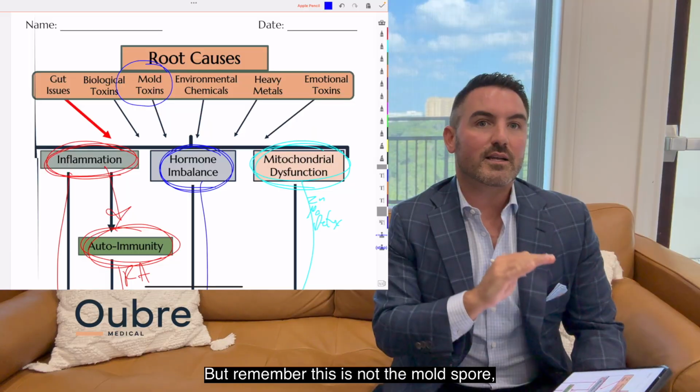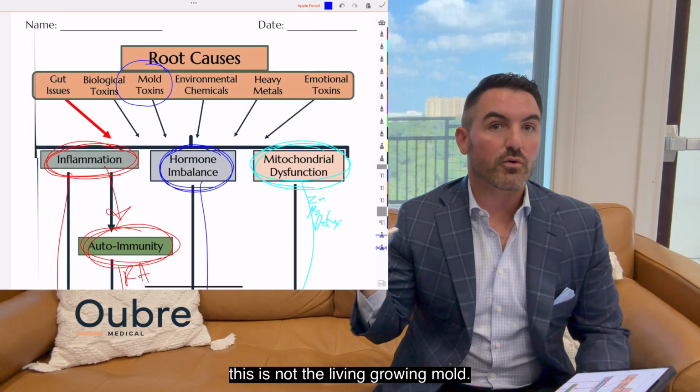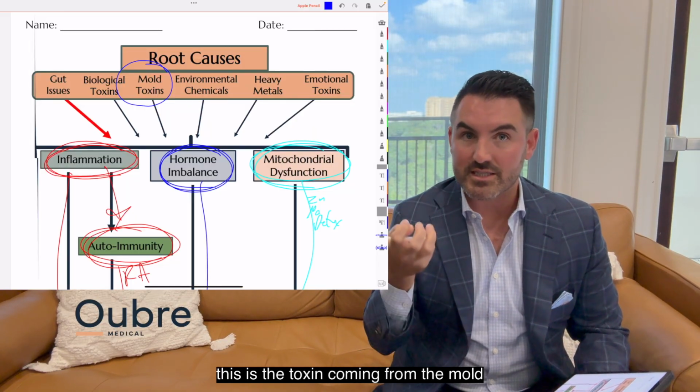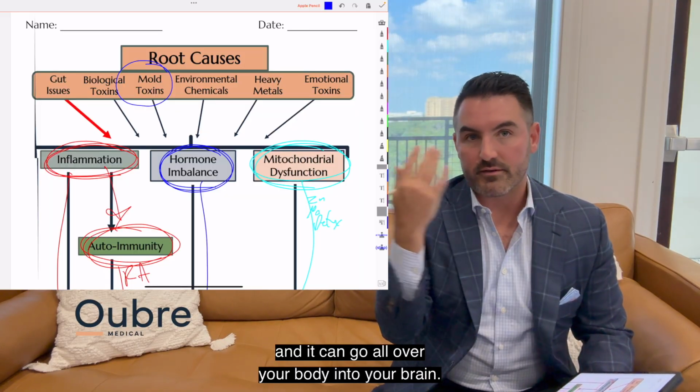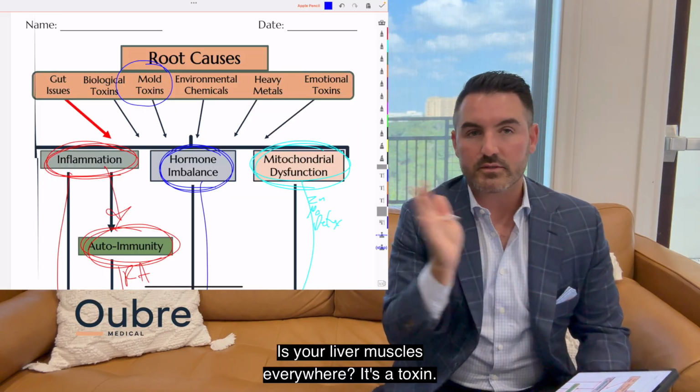But remember, this is not the mold spore. This is not the living, growing mold. This is the gas. This is the chemical. This is the toxin coming from the mold. And it can go all over your body, into your brain, into your liver, muscles, everywhere.